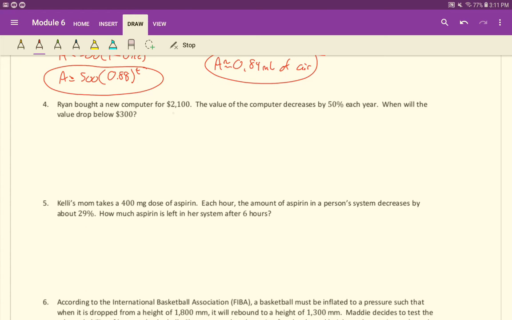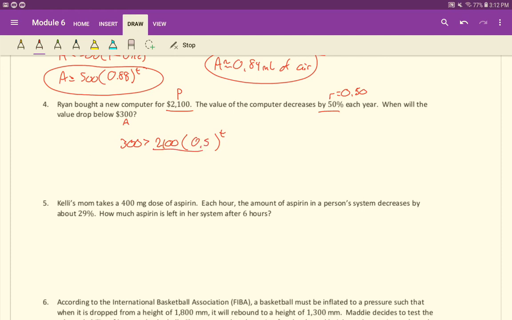Okay, so hopefully you set up the formula. $2,100 is going to be our P, or initial amount. This is going to be our R, but remember the R is going to be as a decimal, 0.50. And when will the value drop below 300, which is our A? So we want to know when $300 is greater than our original value of 2,100 times 1 minus 0.5 to the T, which simplifies to 2,100 times 0.5 to the T. And now we'll solve.